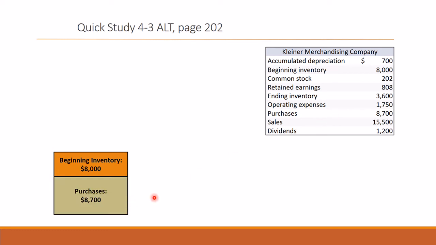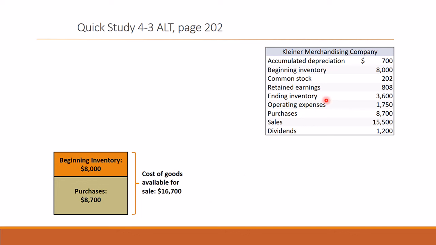So let's think about this. What I started with, $8,000, that's what I had on hand at the beginning of the period, plus what I bought of $8,700. That's what I have available for sale, or what we call cost of goods available for sale, is a combination of $16,700. That's what I have available to sell to my customers. I can do one of two things with that. Either I can carry it forward to the next period, so it's available at the beginning of the next period, or what else can I do with it? I can sell it to my customer. It becomes cost of goods sold.